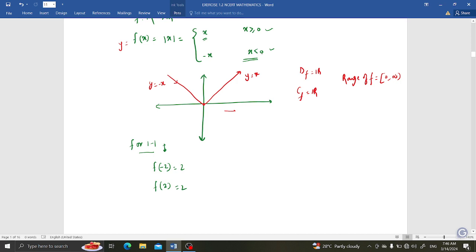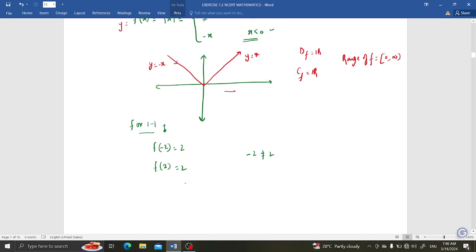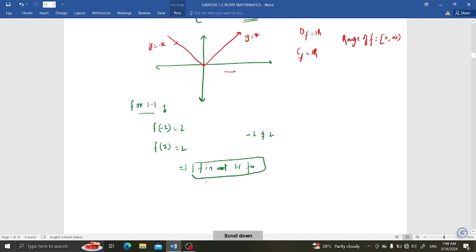Okay, if x is less than 0, then we have minus x, and minus of minus 2 is 2. We observe that minus 2 is not equal to 2. They are different real numbers on the real line, but they provide the same value, that is 2. The output is the same. So it implies that f is not a one-one function.